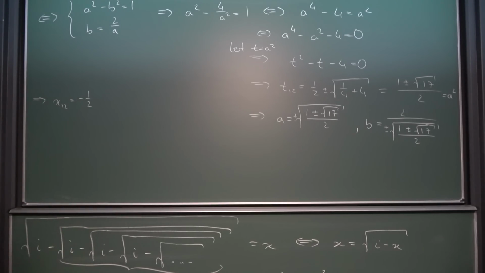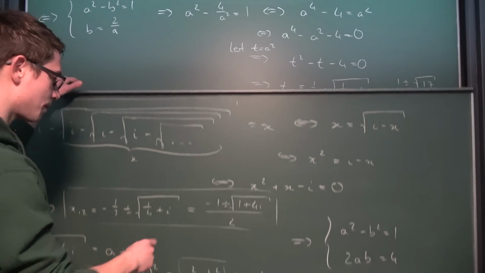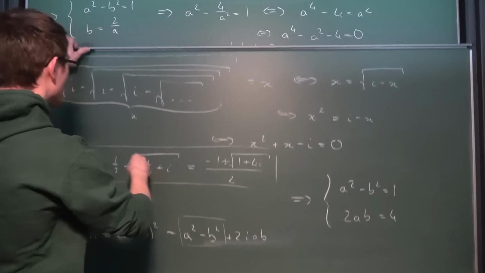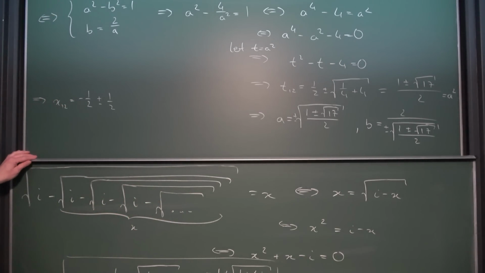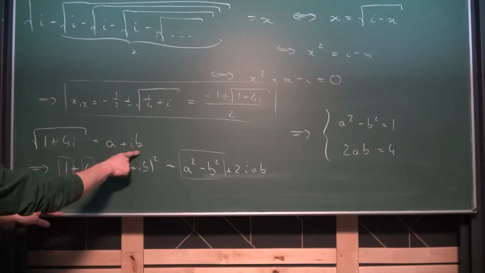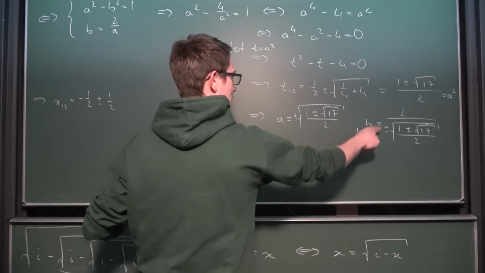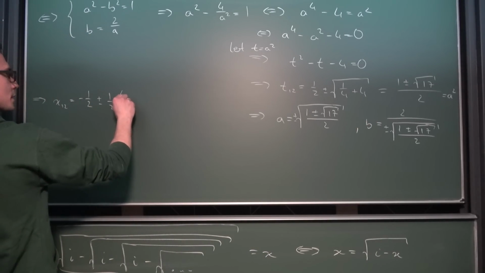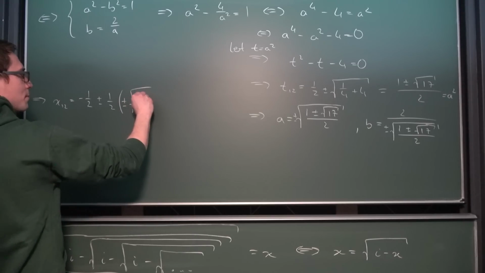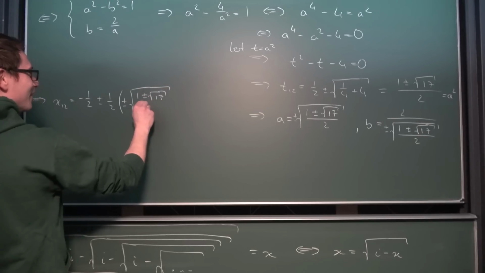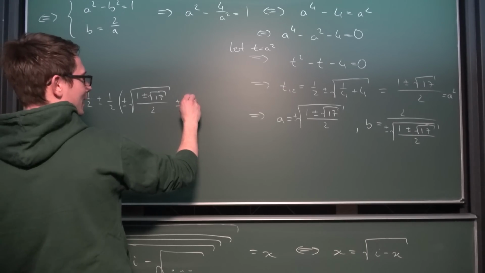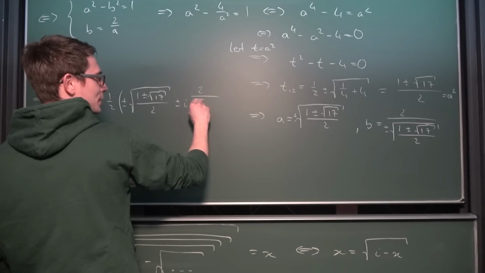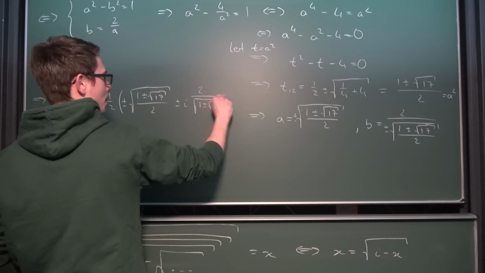negative 1/2, and then we are going to get plus or minus the square root of what we had here, but with a 1/2, so plus or minus 1/2 times the square root of 1 plus 4i, but the square root of 1 plus 4i is the same as a plus ib, where a is this part plus i times this part, so 1/2 times plus or minus the square root of (1 plus or minus the square root of 17) over 2, plus or minus i times 2 over the square root of (1 plus or minus the square root of 17) over 2.